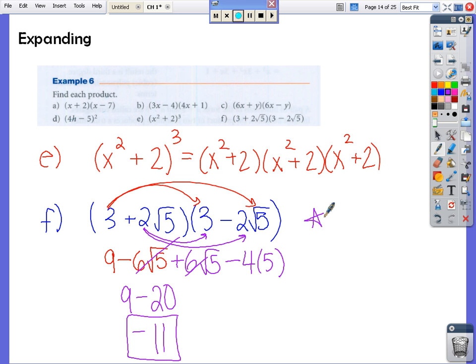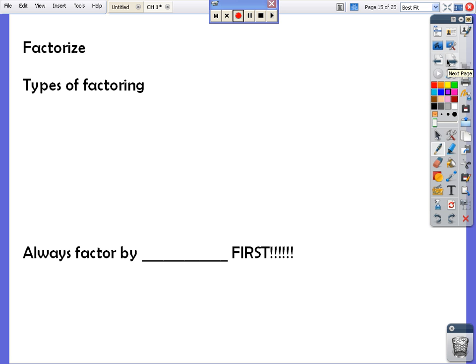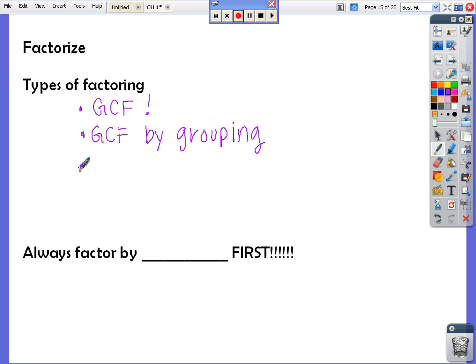This one here is called a difference of squares. That's where it comes from. So moving on, factorizing, the types of factoring that you really should make sure you know. GCF factoring, factoring out a GCF. GCF by grouping. You should be able to factor any kind of trinomial, which includes specials, sum, actually not sum, sorry, difference of squares.